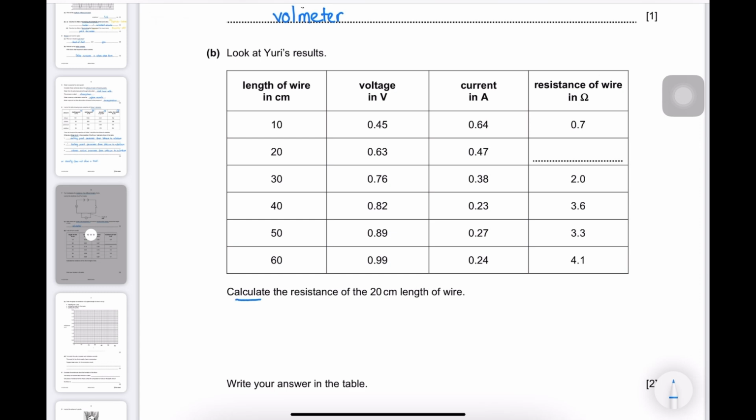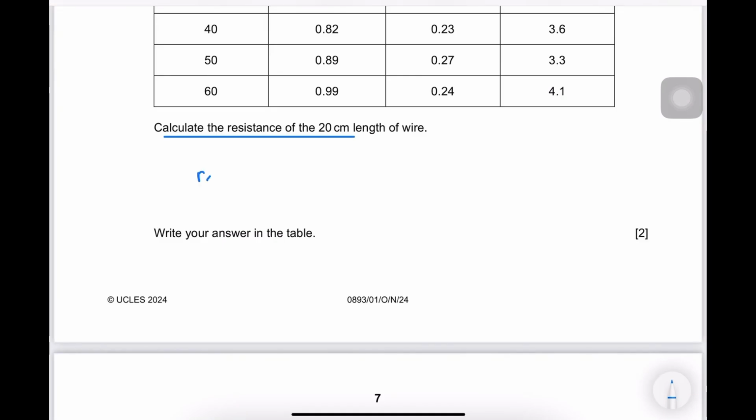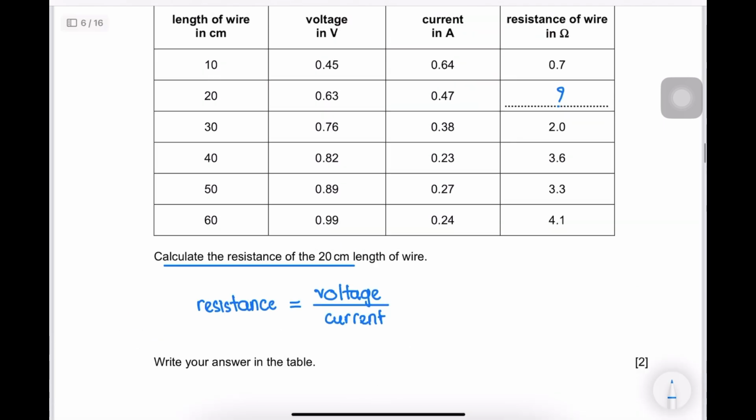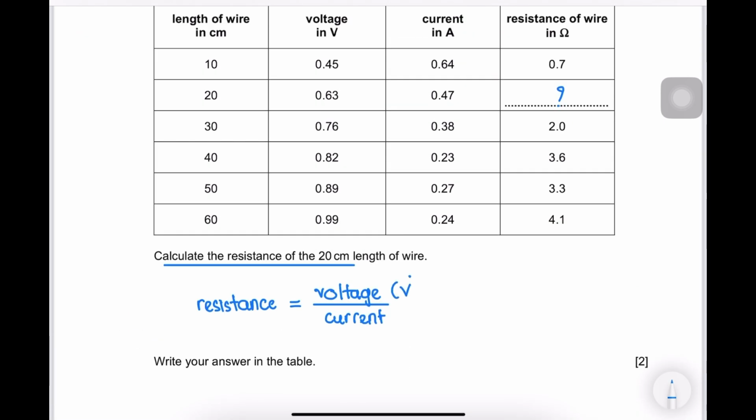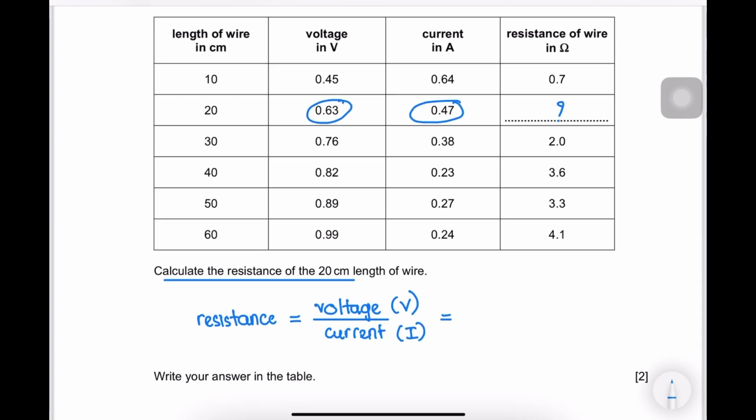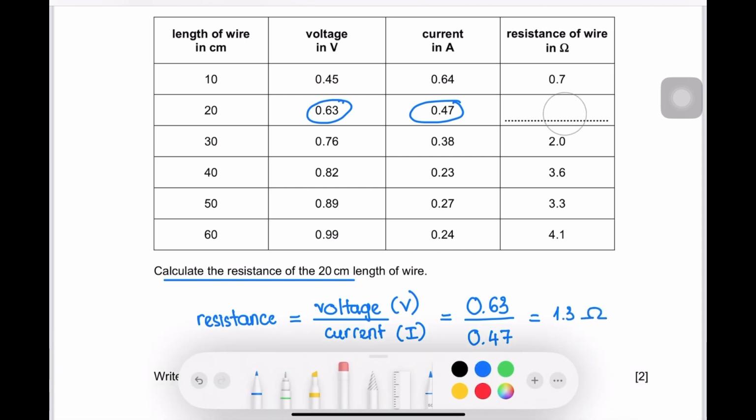B. Calculate the resistance for 20 cm of wire. We use the formula for resistance. Resistance equals voltage divided by current. For a wire length of 20 centimeters, the voltage is 0.63 volts, and the current is 0.47 amperes. So the resistance for 20 centimeters of wire is 1.3 ohms.